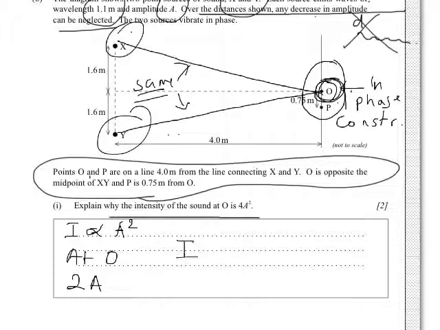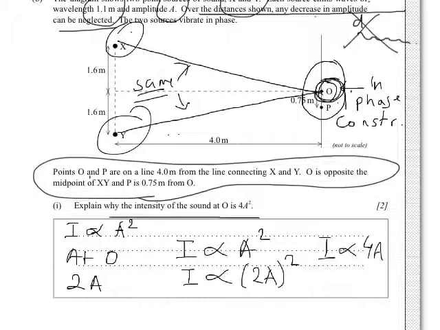Now, if intensity is proportional to amplitude squared, what happens if you double the amplitude? 2a squared. Well, that's the same as 4a squared.